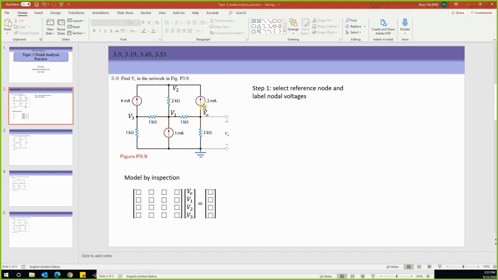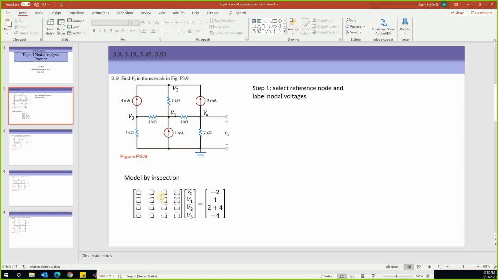For this node VO, there is a one current source that is leaving. Negative 2. So we have a negative 2 over there. Good job. So for V1, and there's a 1 milliamp that goes in, so that is 1, right? And for node V2, there are 2 current sources connected there, and both of them go in there. So that's a 2 plus 4, and it's 6. And the last one, V3, there's a 1 current that is leaving, so we have a negative 4. So that's how we get the right hand side.